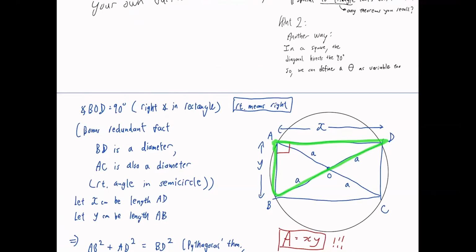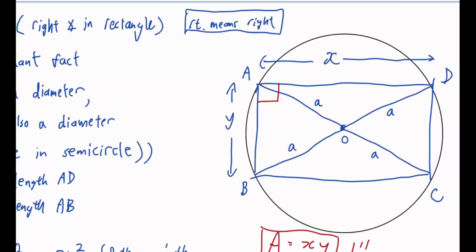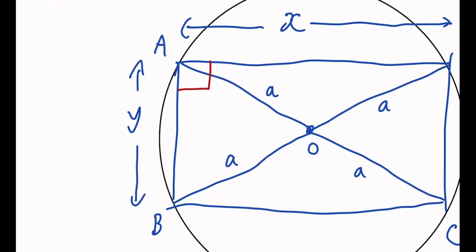Are you following so far? Yeah. The method 1, okay. You can go and read the details later. The second method is you can let theta be one of the angles here.